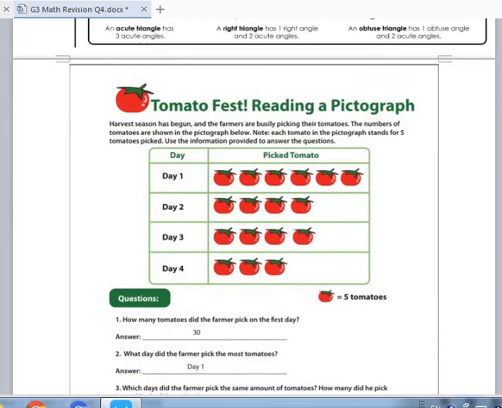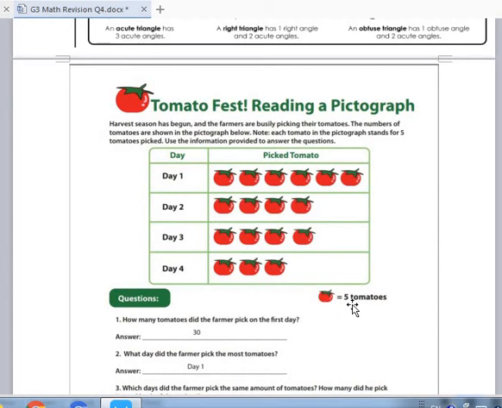Tomato. First, reading a pictograph. Do you remember the pictograph? It's a kind of graph. Harvest season has begun and the farmers are busily picking their tomatoes. The numbers of tomatoes are shown in the pictograph below. Note each tomato in the pictograph stands for 5 tomatoes. This is the most important thing now. So each picture here stands for 5 tomatoes picked. Use the information provided to answer the question.